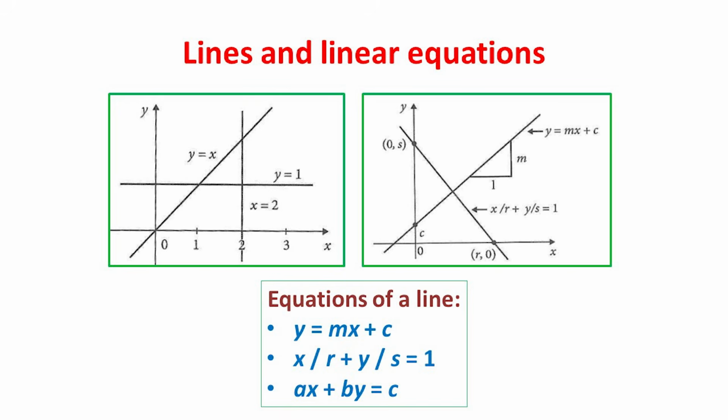Either of these equations can also be written in the form ax plus by equals c, where a, b and c are all constants. These are all called linear equations because they're the equation of a line.